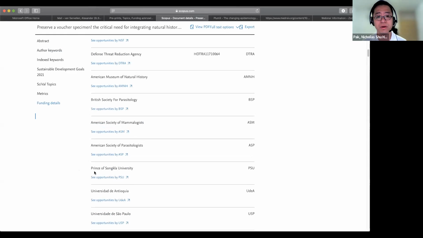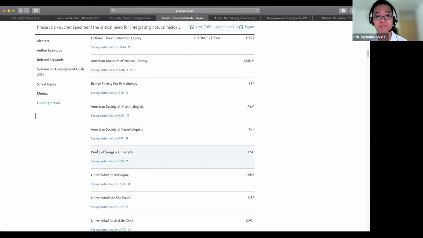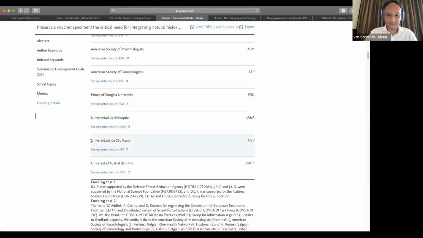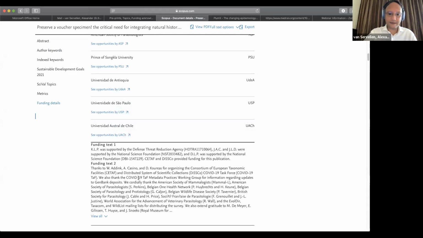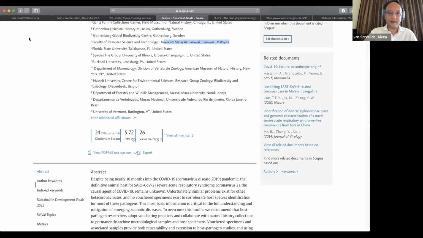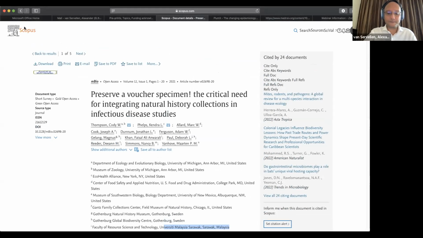This is a pretty cool paper. Prince of Songkla. That's cool. So sometimes universities are the funder. And you can read the funding text. Now let's turn it around. What if we want to see all the papers published by a particular funding body?